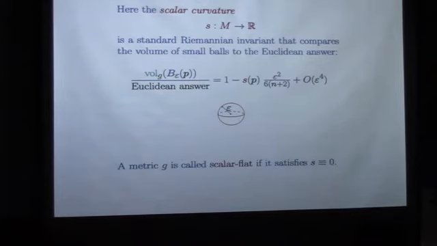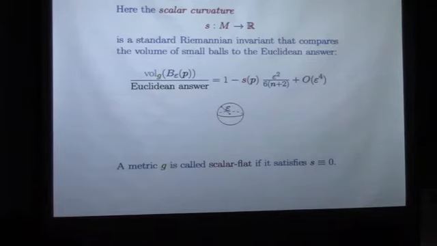That's hence the weird coefficient there. So a metric is said to be scalar-flat if this invariant vanishes. For example, it vanishes in flat space, Euclidean space, but it is a much weaker condition. To say the scalar curvature vanishes, one says the manifold is scalar-flat.